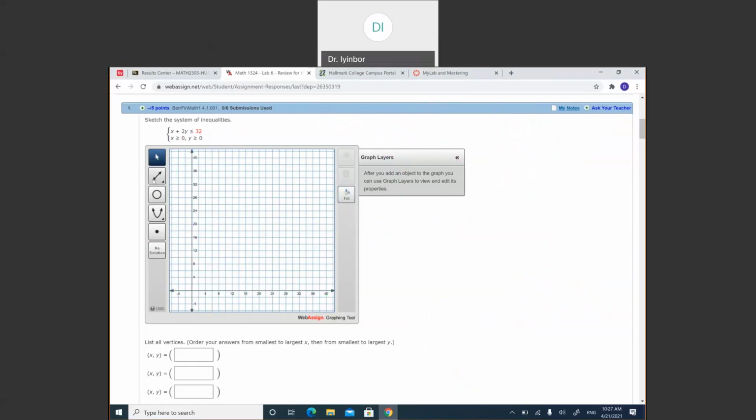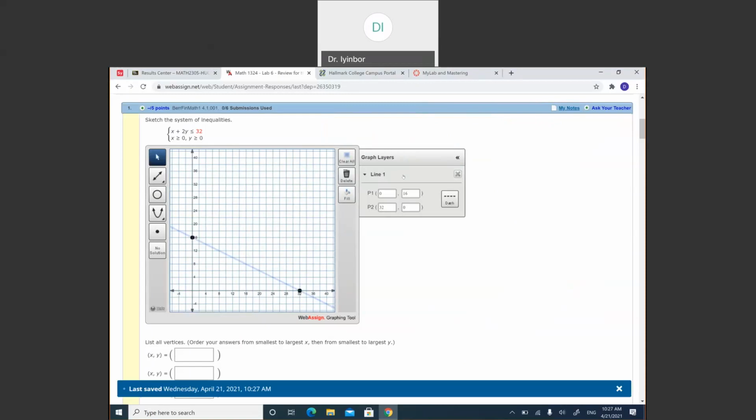You have the 3 options I told you. Click on the first one. Then I need to click at 0, 16, and 32, 0. Those are the 2 points I had. And see, when I click at the 2 points, I have the light blue straight line. See, over here also you see line 1. So if you click on it, you're going to see the points.